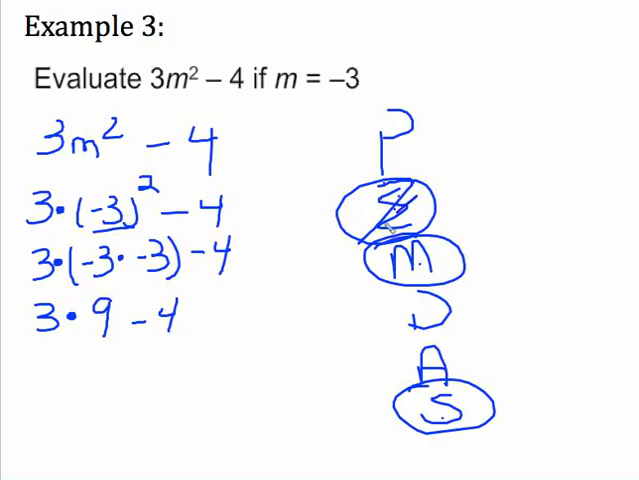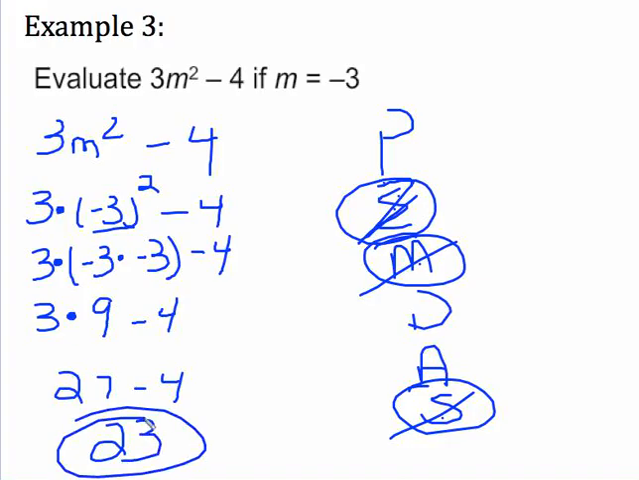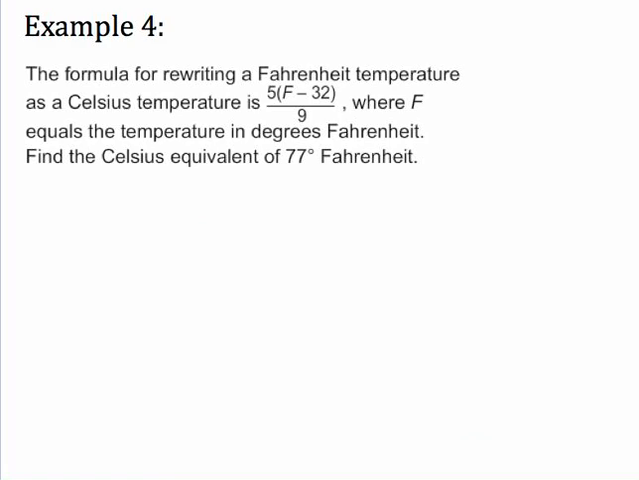So my exponent is done. Now I'm going to multiply. 3 times 9 is 27. Now I'm going to subtract. 27 minus 4 is 23. So my final answer is 23. Okay? Let's go to our next example.